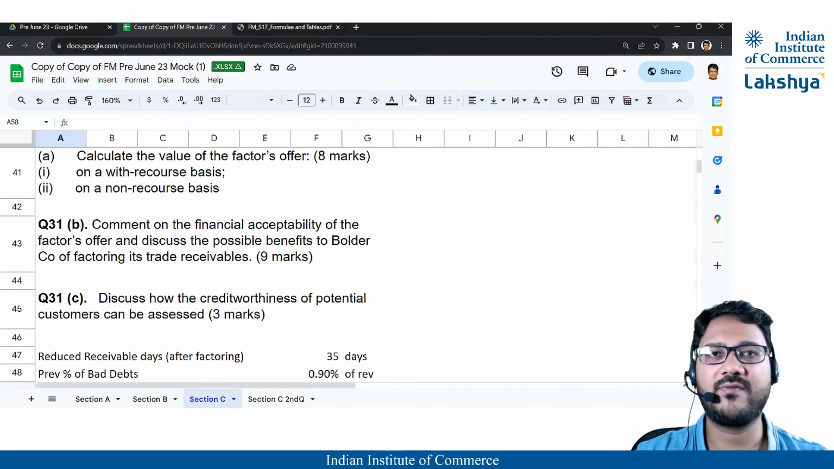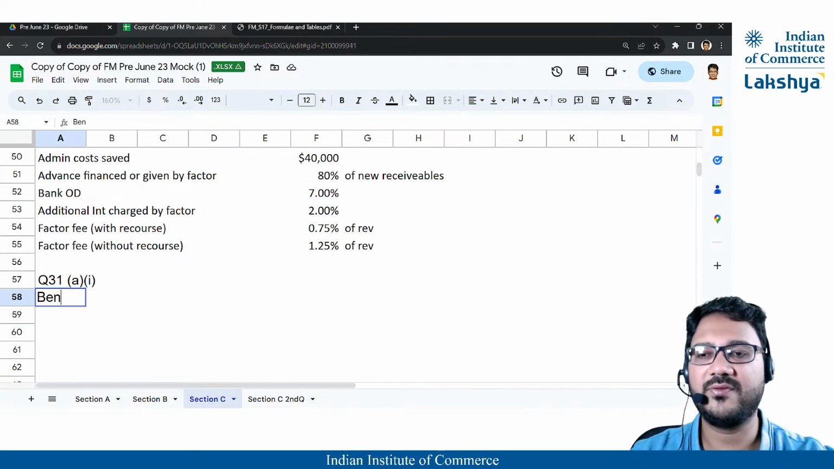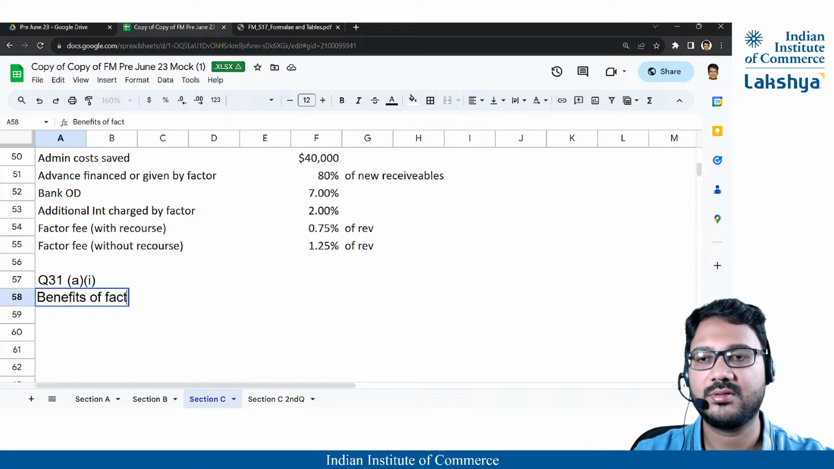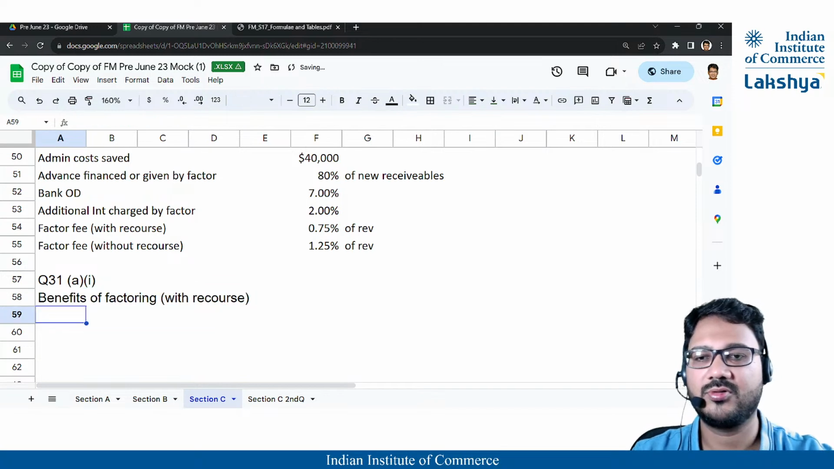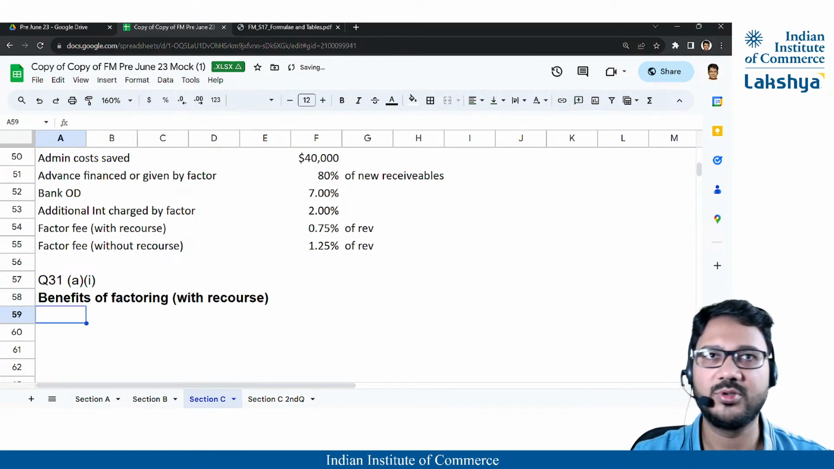In order to find the value of the factor's offer, we basically have to do a cost benefit analysis. Okay, so first, what are the benefits of factoring with recourse? They asked us subsection 1 is with recourse, so we are going to do that first. Let me just make this bold.